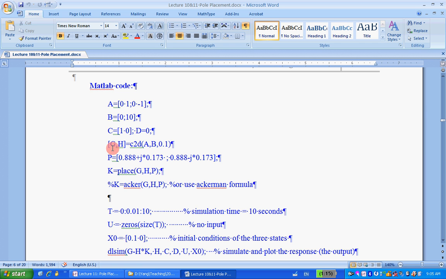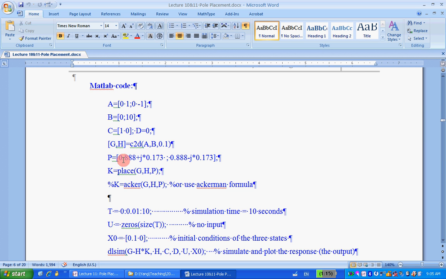The other way of generating the G and H is hand calculation and just manually put it into this command line right here. And then P here is the desired poles, like we calculated. The purpose is to calculate the desired feedback gains, matrix K.